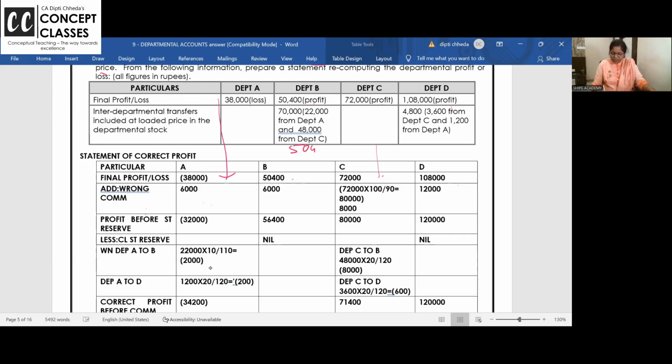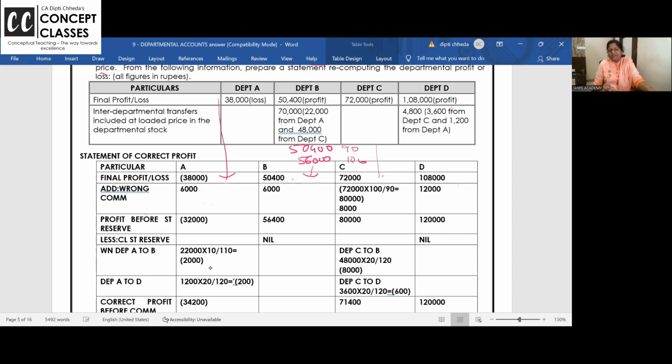तो 50,400 अगर आफ्टर कमीशन है, 100 में अगर आपका कमीशन 10 है तो प्रॉफिट विल बी 90. I hope you are getting. 100 में if you are paying 10% commission, after commission the profit is 90. So 50,400 into 100 divided by 90. कितना आता है? 56,000. 56,000 is the profit before commission.